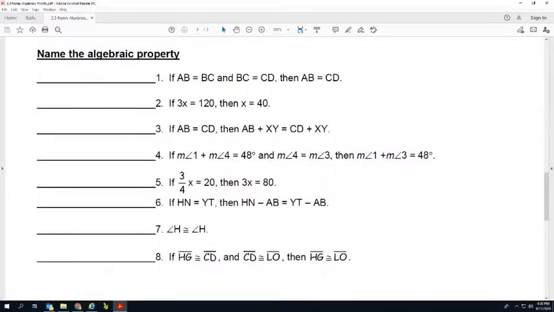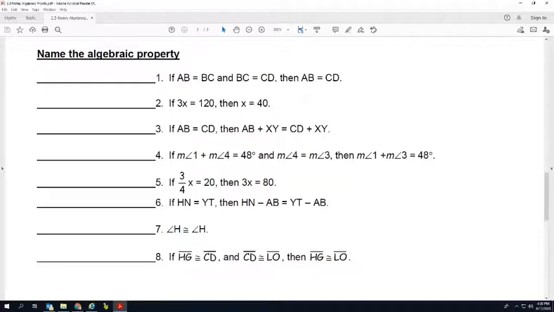Okay, for this next part, I think it might be a good idea if you practice these first. You go through 1 through 8, pause the video, do them yourself, and then check your answers with mine and see if they're the same. All right, I'm going to go ahead and explain it as I do it.